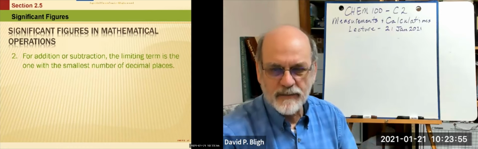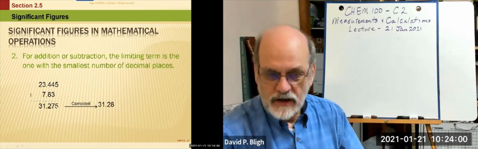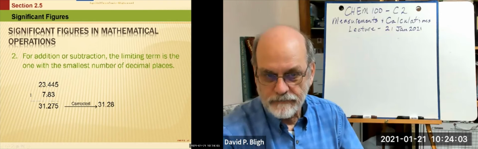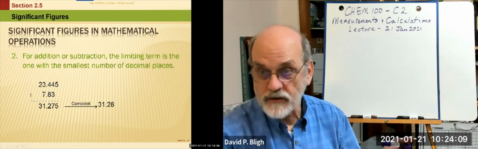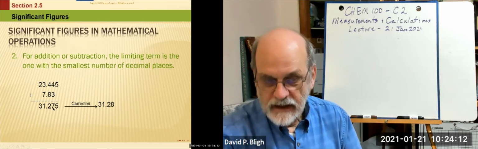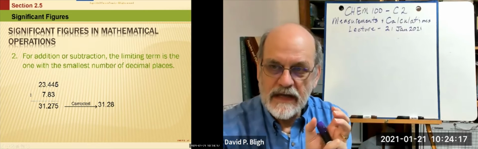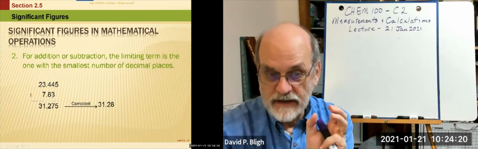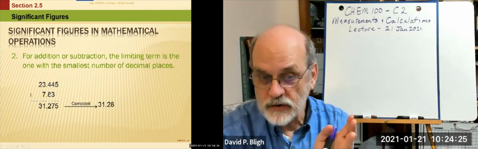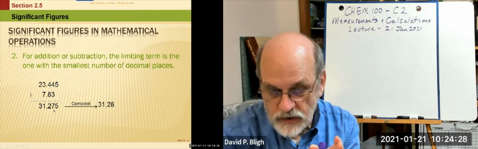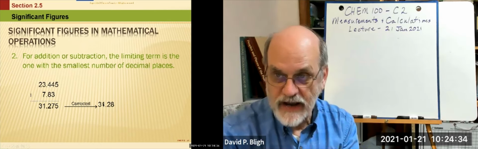Addition and subtraction is a little bit different. What's required is you line up the decimals of your calculation. Then you perform the operation, addition or subtraction, bring it down here, and then ask, what is the least number of decimal places in the numbers in the calculation? In this case, two decimal places for this number versus three for that one. So we're limited to two. That's a five, so the seven has to be rounded up to eight. And that's your answer.